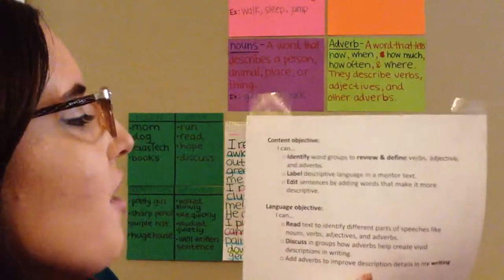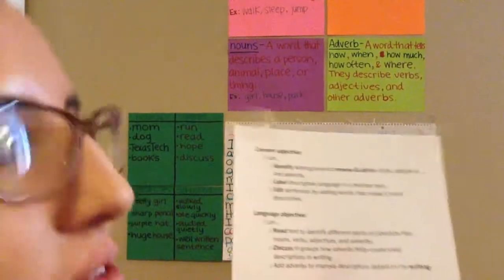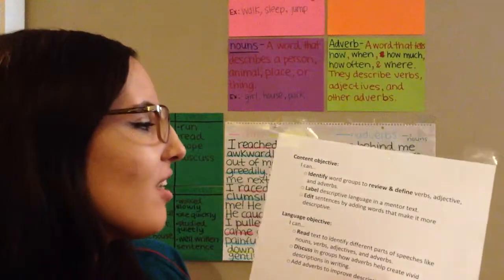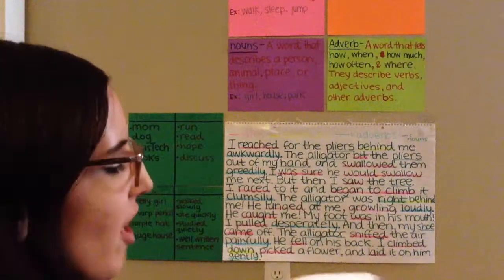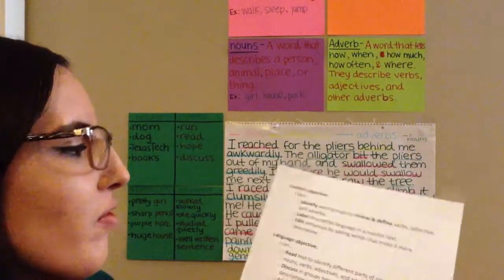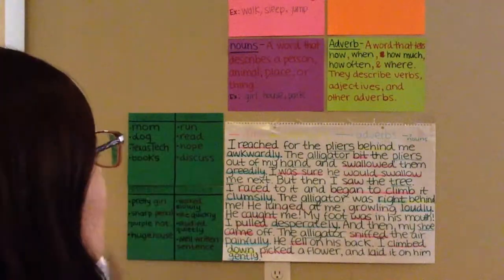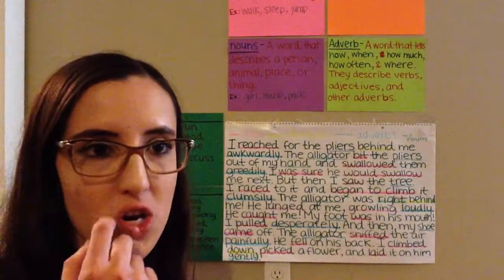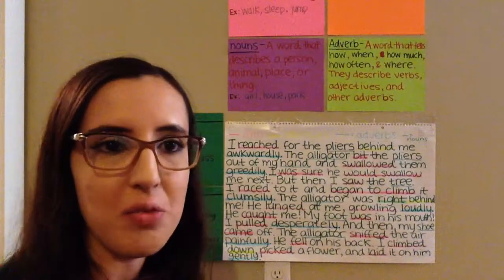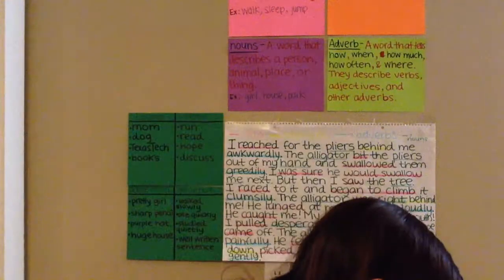The first one said, I can identify word groups to review and define verbs, adjectives, and adverbs. When in the lesson did we do this? Okay, good. So whenever we had those lists and we had to label each of the tables, we were identifying the word groups and we're reviewing and defining what verbs, adjectives, and adverbs are. Because whenever I told you what those words were, I would ask you to figure out what they had in common. When you were doing that, you were inductively giving me a definition of the word groups, and then we reviewed them. So good, we can say that we did that. So let's go ahead and put a check mark.